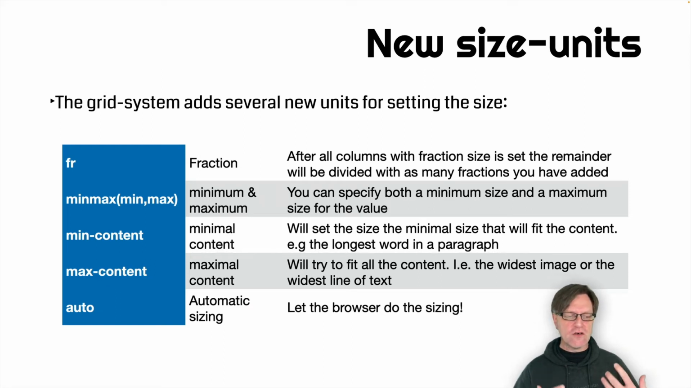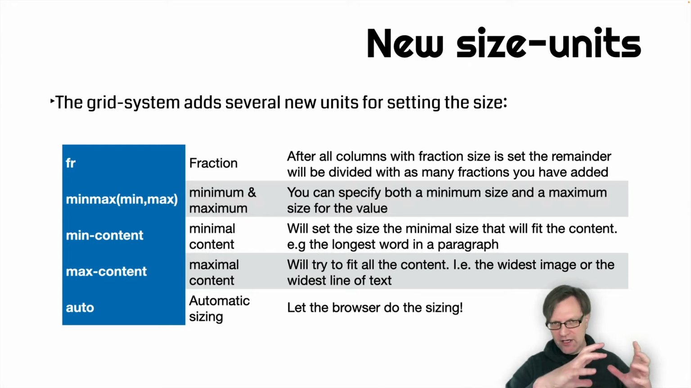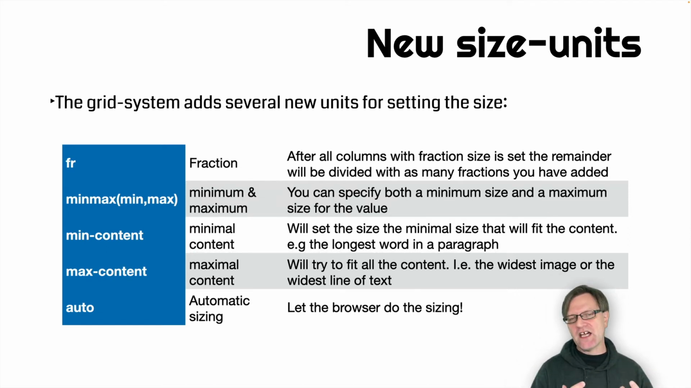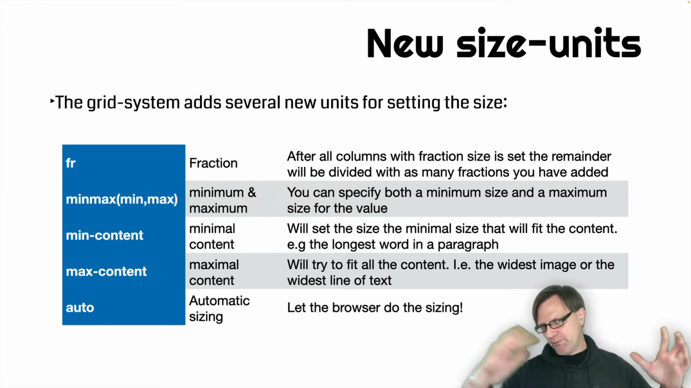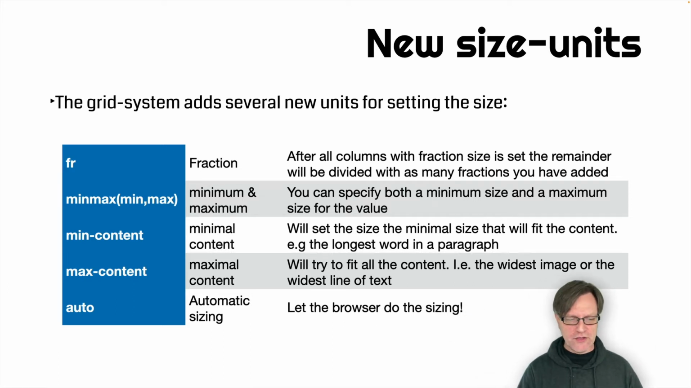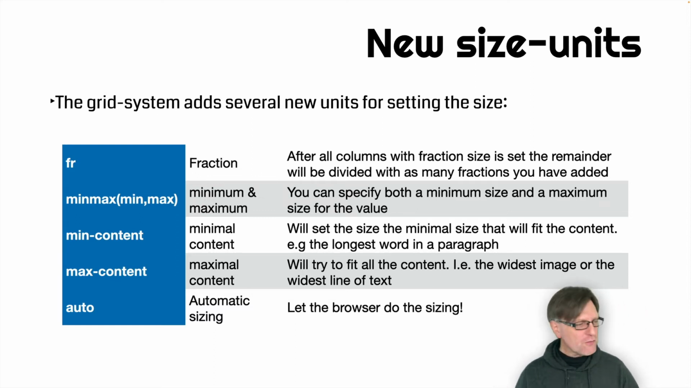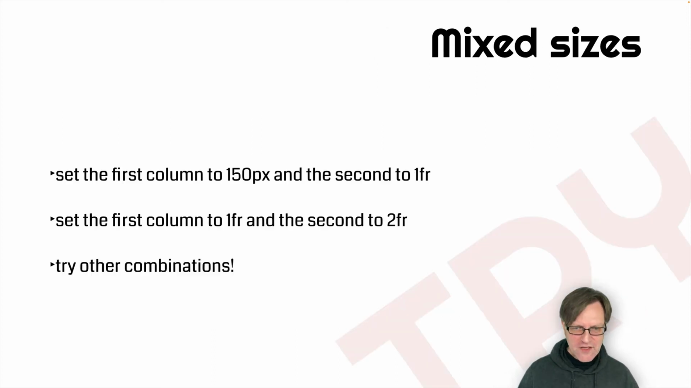And then you also have min-content and max-content, and the min-content is kind of, if you have a paragraph with text, then it will see, okay, what is the longest word? So what is the minimum size I need to fit all words in one column? And the max is kind of the opposite. Then it will kind of hunt for the biggest element and then set the column width to that one. Then you also have the automatic layout, and that means that you say to the browser, do the layout, and I don't care. That is usually not a good option, but it works sometimes.